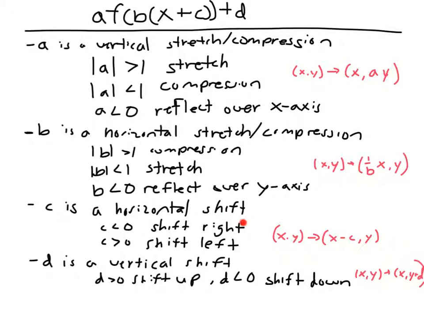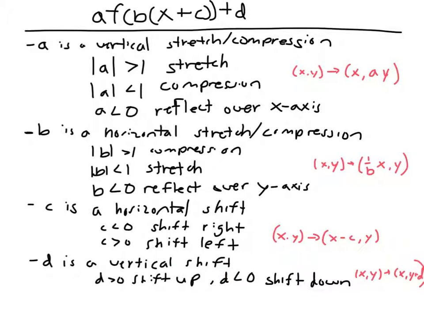C is the horizontal shift. If C is negative, it's a shift right. If C is positive, it's a shift left. This is the way you do the shift. You do the x value, because it's horizontal, right? So the x value minus whatever C is. Okay.